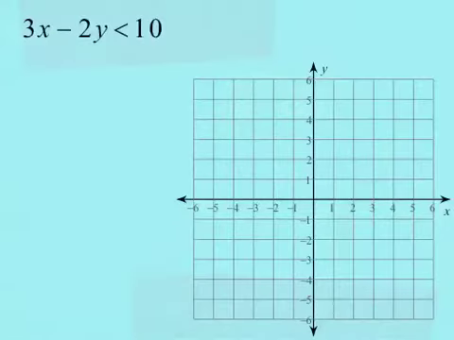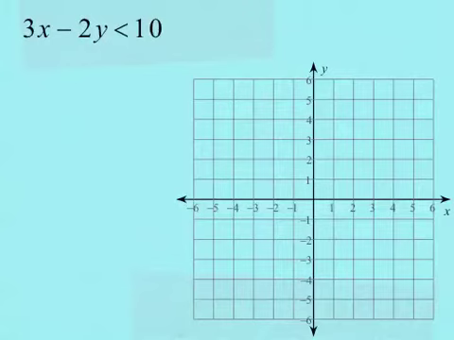This first example, we have 3x minus 2y is less than 10. We know that's a linear inequality. It has an x, it has a y, and it has an inequality symbol. However, in this case, this is not going to be just as quick and easy as it was yesterday because it's not in slope-intercept form. So I have to go ahead and solve for y.